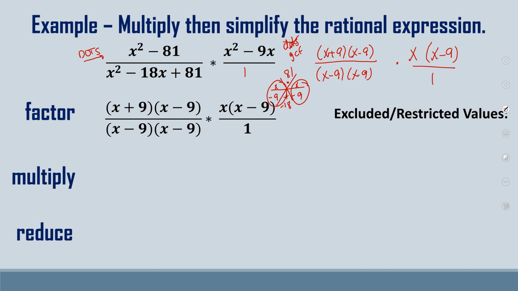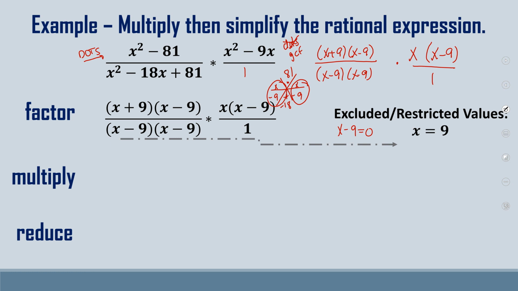X plus 9, x minus 9 over x minus 9, x minus 9 multiplied by x minus 9 all over 1. Okay, if we multiply it all together, you're going to see, oh no, I'm sorry, we forgot to do restricted values. Here we go. Denominator set equal to 0. We only have one term, x minus 9. When I set it equal to 0, I'll get positive 9 as the restriction.